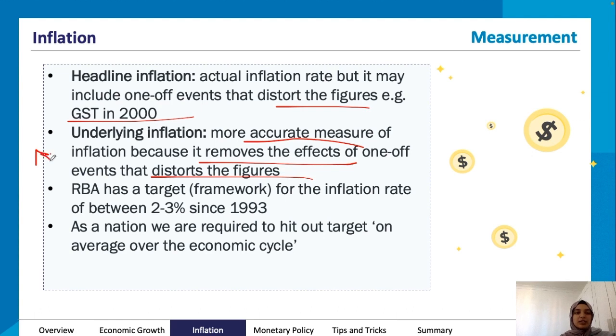So if you're ever asked which one is more accurate, or why underlying is more accurate, then you have your response. The RBA has had a target framework for the inflation rate of between 2 to 3% since 1993. So as a nation, we are required to hit the target on average over the economic cycle.